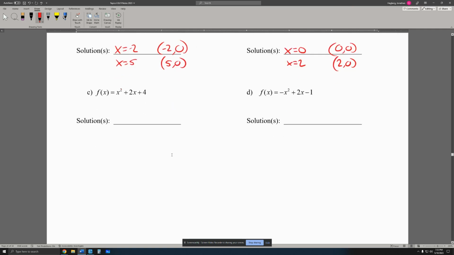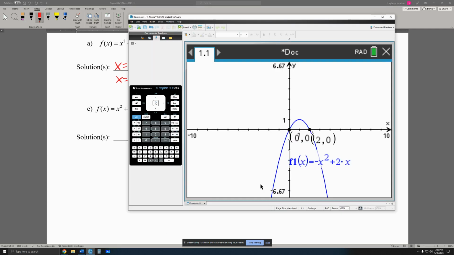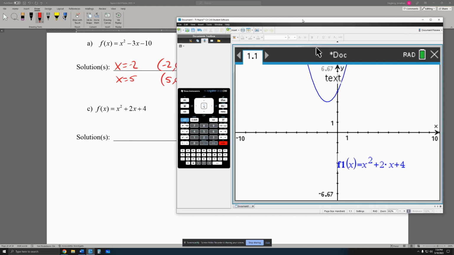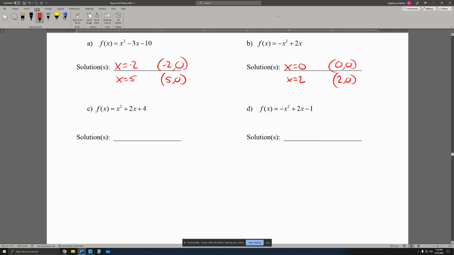Okay. Next up, we have x squared plus 2x plus 4. So back to our calculator, tab. We're going to clear out that function. X squared plus 2x and then plus 4. Looking at the graph here, I notice that it doesn't touch the x-axis at all. And so this is like the example that we had earlier. This has no x-intercepts, so therefore there are no solutions. Okay, you can write no solution, you can write none.